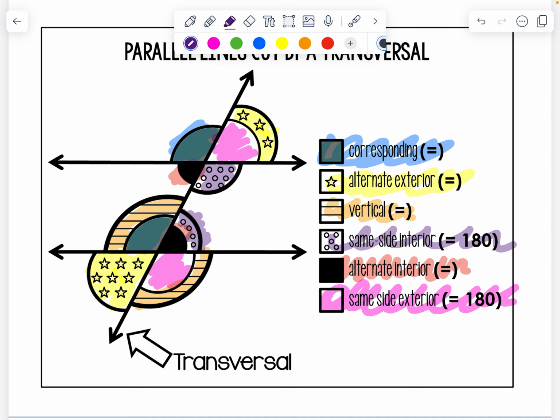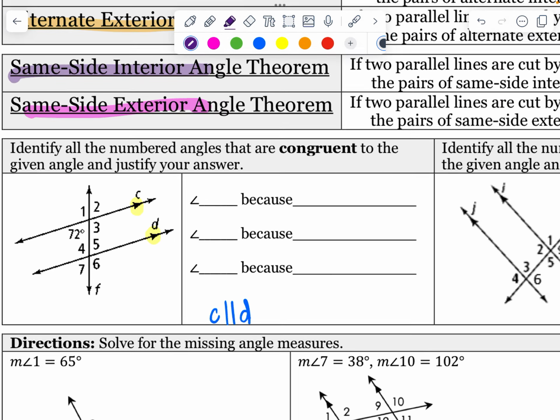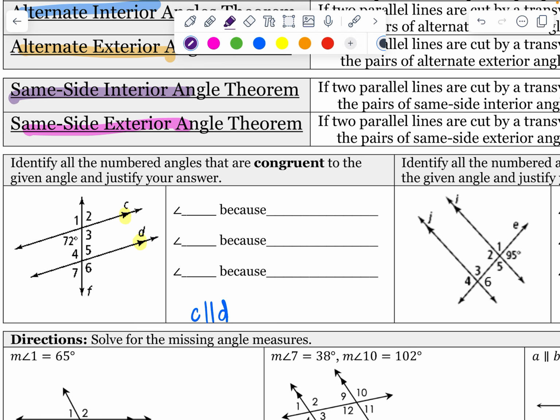I've got a little sort where we can practice these. Okay, so I know C and D are parallel. Identify all the numbered angles that are congruent to the given angle. Given angle 72, congruent to 72: angle 2, because it's vertical. Then also congruent is going to be 7 because it is corresponding. It is in the exact same spot as the 72, just pushed down. And then 5 is also going to be congruent because 5 is vertical to 7 and it's an alternate interior to 72.